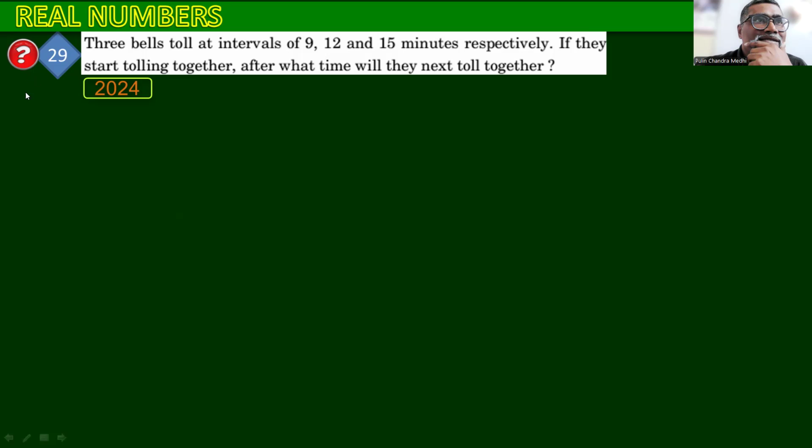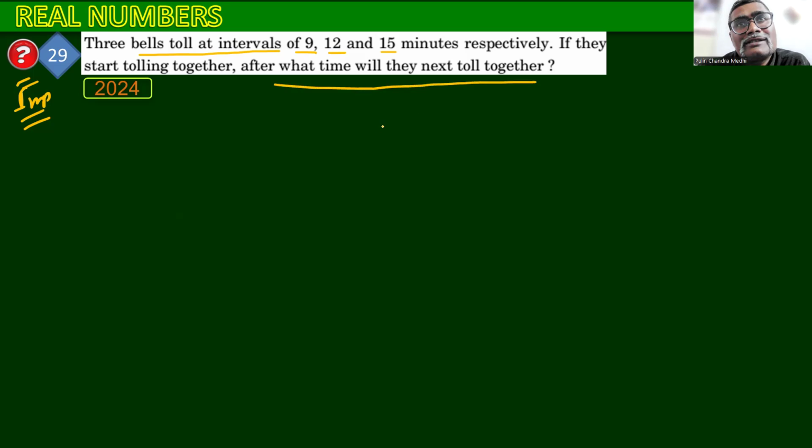Okay, this is a good question. This is a very good question because people sometimes do not understand this, and there can be varieties of this. Three bells toll at intervals of 9, 12, and 15 minutes. What does it mean? There are three bells which ring, tolls means rings, after every 9 minutes. That means if it is ringing now, after 9 minutes it will ring, then after 9 minutes again. Then the second will ring after every 12, then the third after every 15 minutes. If they are tolling together, after what time will they next toll together?